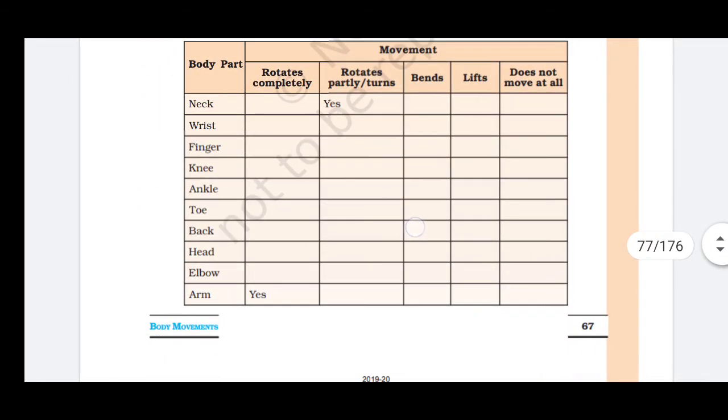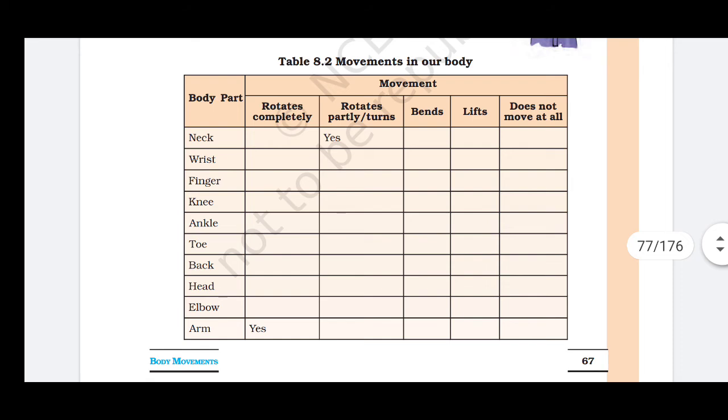See here, in column 1 the different body parts are given. Starting from the neck. First is rotates completely. We have to write yes or no. Now see, neck we can rotate, but we can't rotate it fully. We can't rotate it by 360 degrees. So there we can write no.